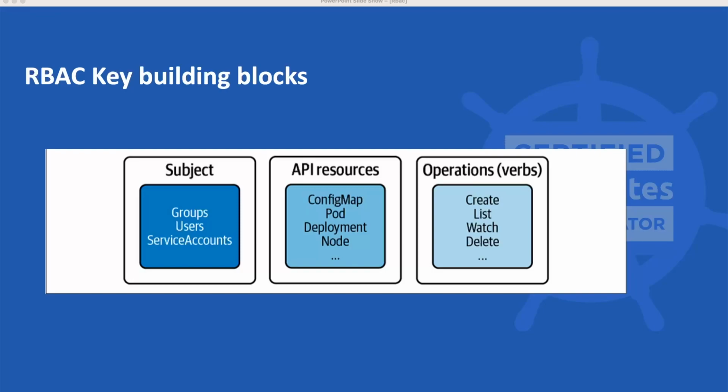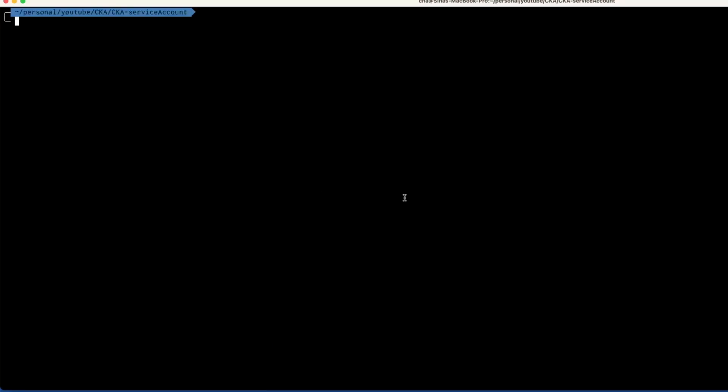For example, when a Helm chart wants to define some Kubernetes objects, it needs to use service accounts to create those objects and send the request to the API. But let's see in Kubernetes how we can create service accounts and how they work. Let's create a service account.